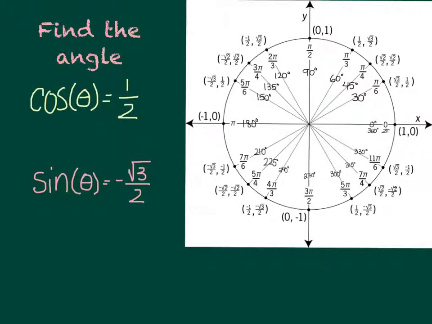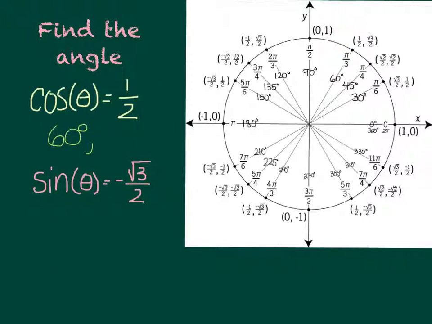We can also use the unit circle to find an angle given the trig ratio. So in the previous slide, we were finding the trig ratio given the angle. Now we're finding the angle. So for example, if I'm looking for an angle that has a cosine of 1/2, I'm just going to scan my x values. It's not 30, not 45. 60. We have a winner. So one of our answers could be 60 degrees.